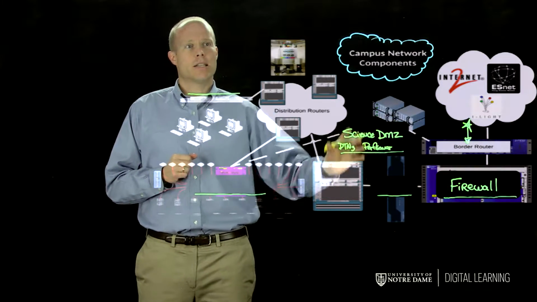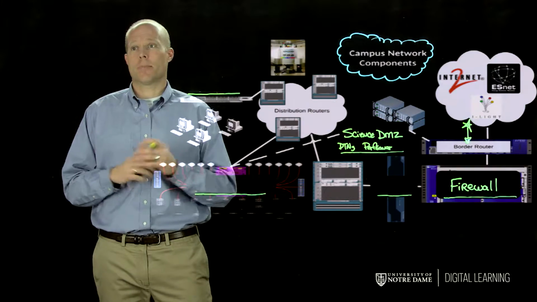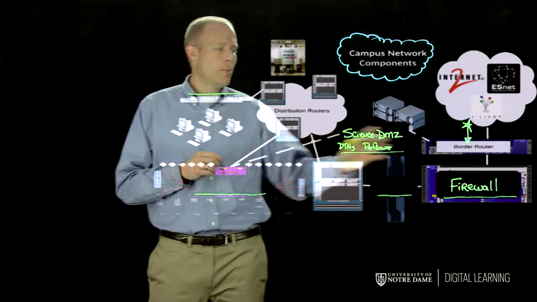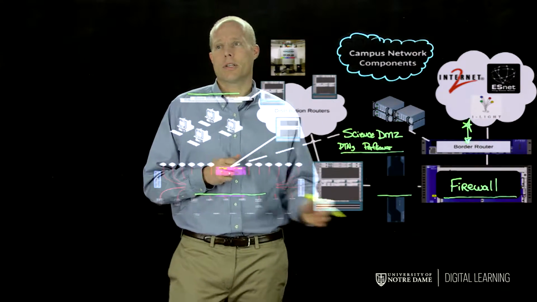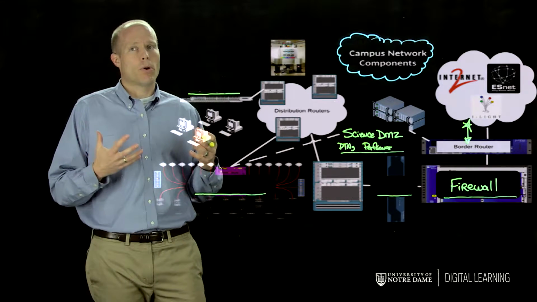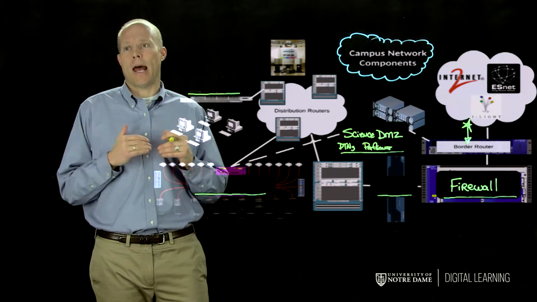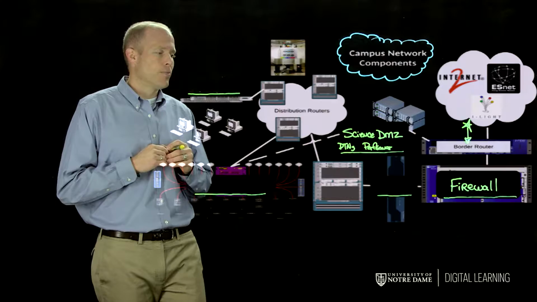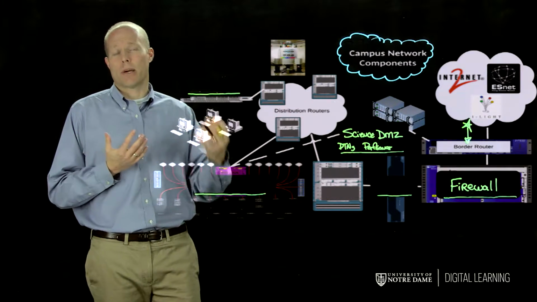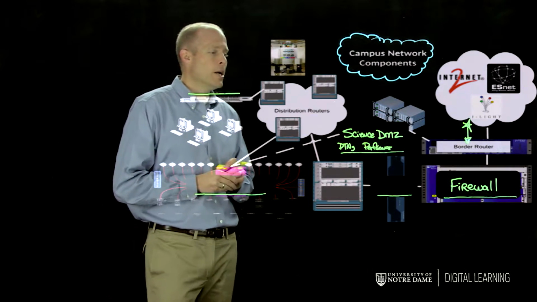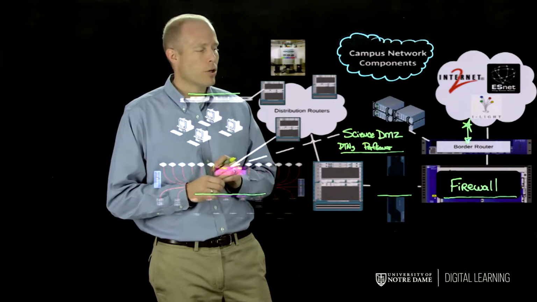We might have a science DMZ for very specific partnerships that need big data, and then we have a secure side of the university that also is doing important research, but that might have sensitive content within that research or within the rest of the university, and we have to make sure that we're appropriately handling that network traffic.